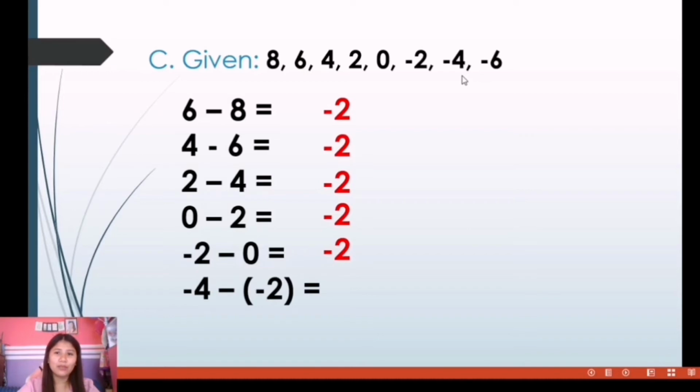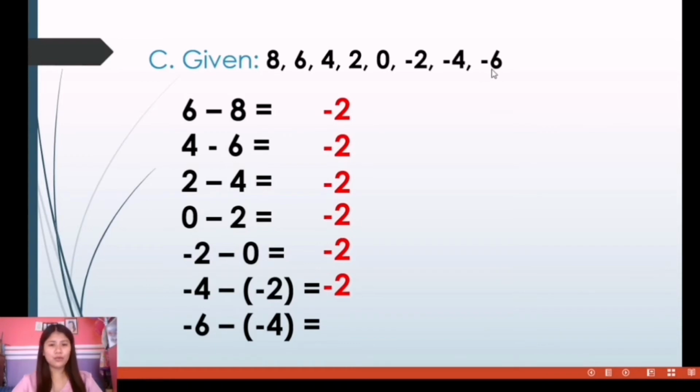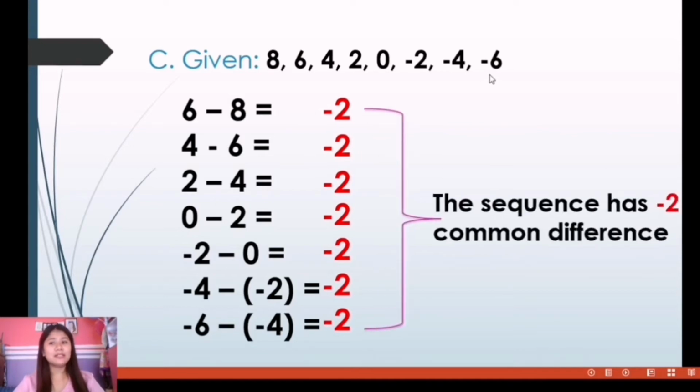And next is negative 4 minus the previous term, negative 2, that is equal to negative 2. Lastly, we have negative 6 minus negative 4, that is equal to negative 2. Okay, so they have the same common difference. So this sequence has a common difference of negative 2. It is added constantly to the succeeding terms, producing a decreasing order of terms. So the sequence follows the rule of an arithmetic progression. Therefore, it is an arithmetic sequence. Okay?